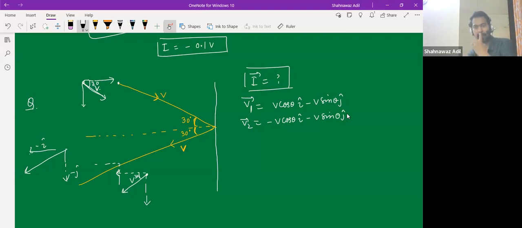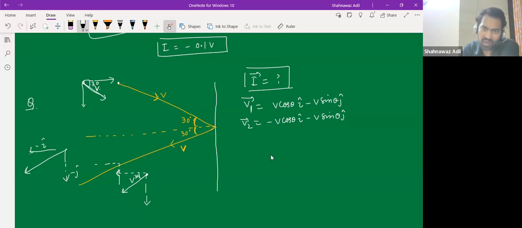Sir, can't you just directly write plus in between? Which one plus? Like minus V cos theta i, then plus V sin theta j, because it will be minus j, right? So this is minus j, which is why this is minus. So why would there be a plus in here? Oh, okay, sir. Okay, is this clear, everyone? Yes, sir.